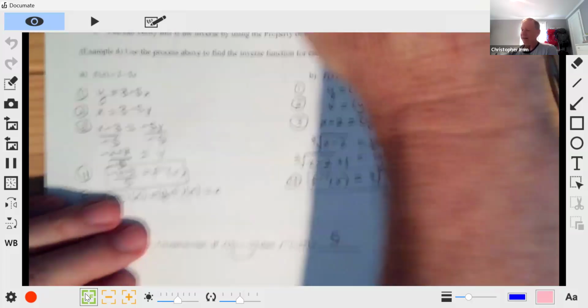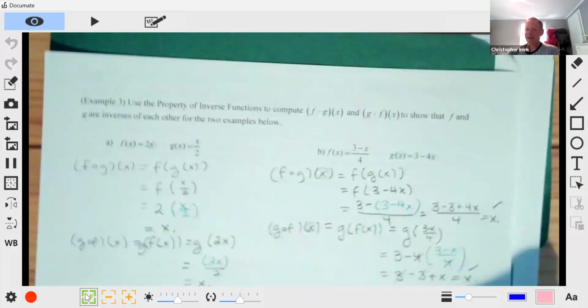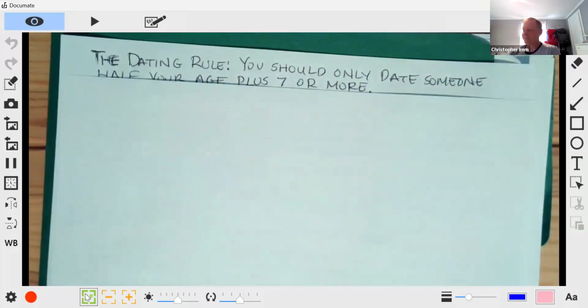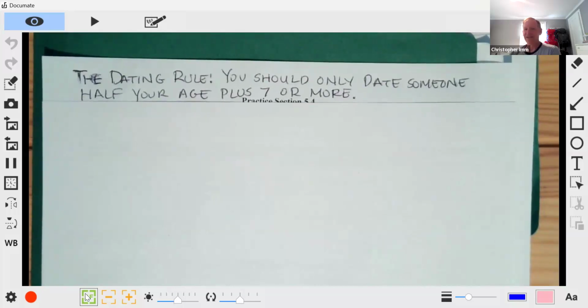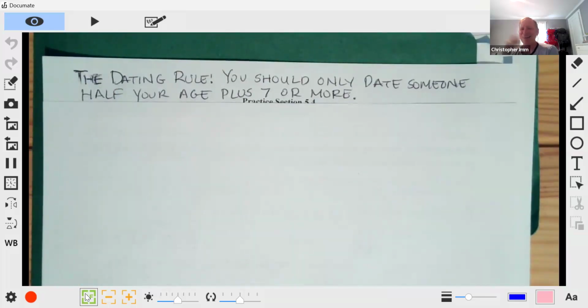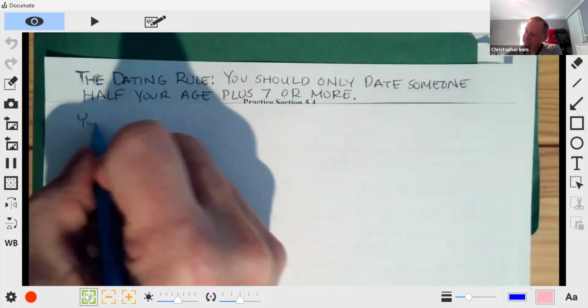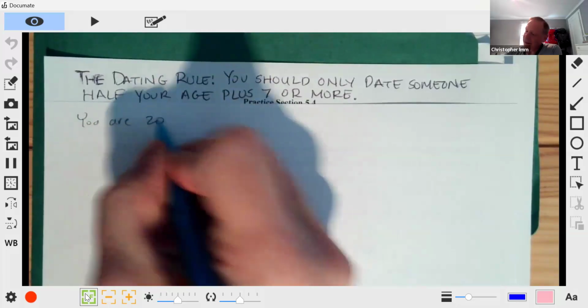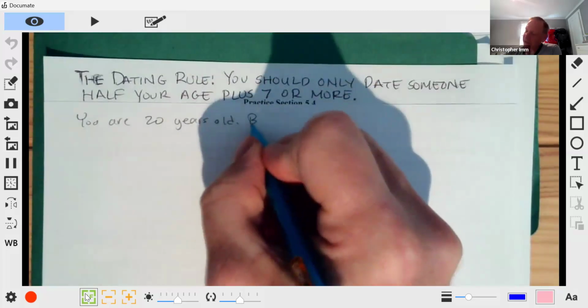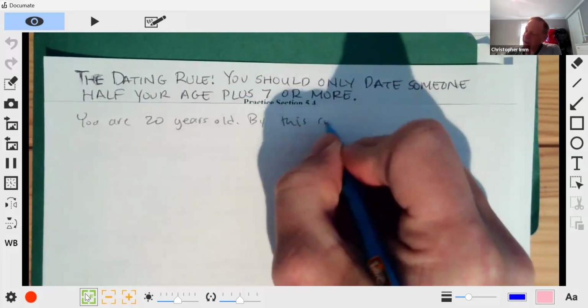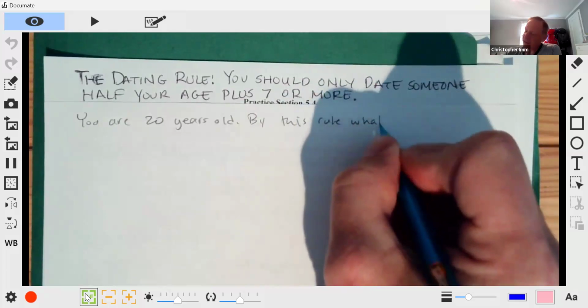Okay, so let's go back to this question that I was posing to you. The dating rule: you should only date someone half your age plus 7 or more. So I could actually make a function out of this, but let's take this into your hands. Let's say that you're 20 years old. And by this rule, what is the oldest person you could date?